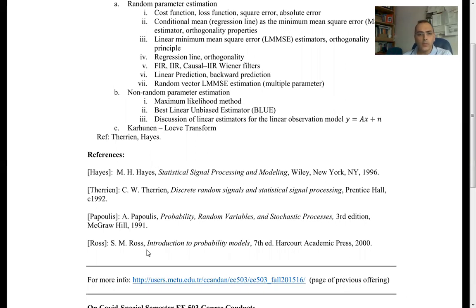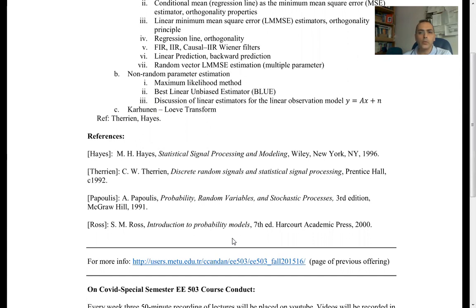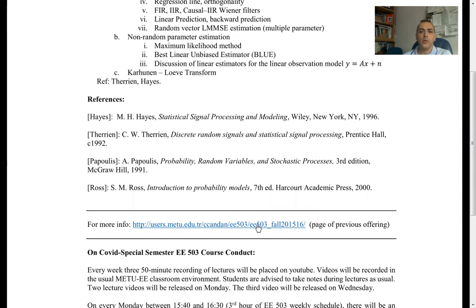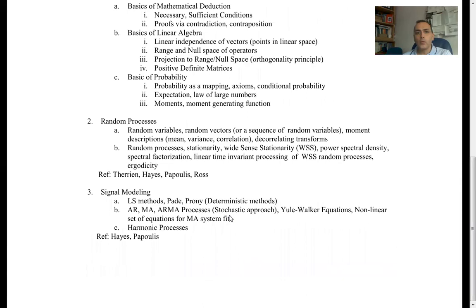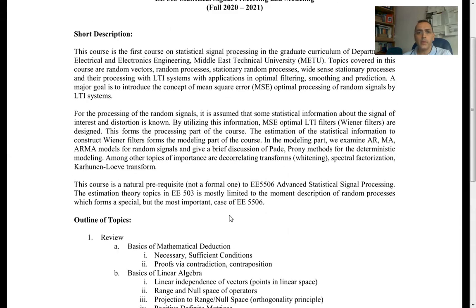Ross's textbook is a fundamental textbook. It's an introductory level textbook. I have in my bookshelf the 7th edition of this one. So as you can imagine, this is very popular. In year 2000, it was the 7th edition. Probably, I don't know, the 15th edition can be out today. I have no idea about the details. That's all about our course, as you can see.